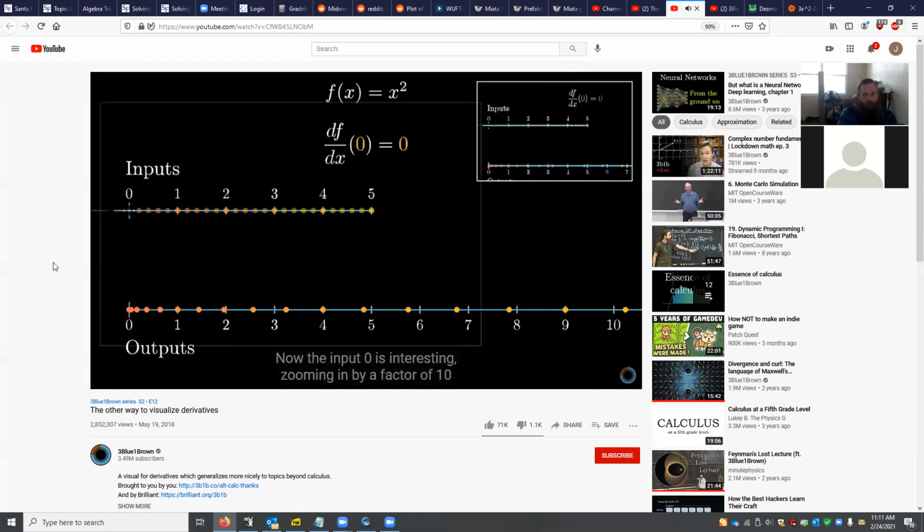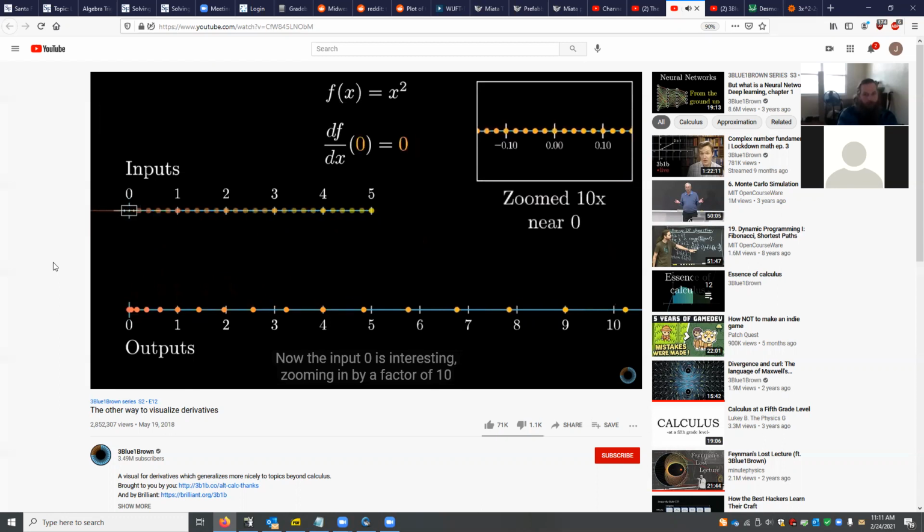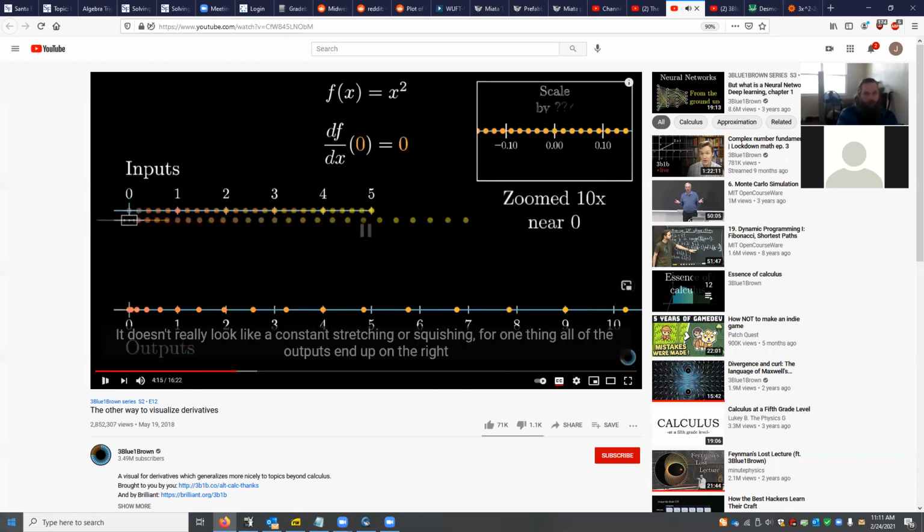Now, the input 0 is interesting. Zooming in by a factor of 10, it doesn't... So I'm going to stop here. But I hope that's enough to get you interested. Thinking about functions this way, as inputs getting mapped to outputs, is how we teach what functions are at first, and then we shift to talking about graphs.